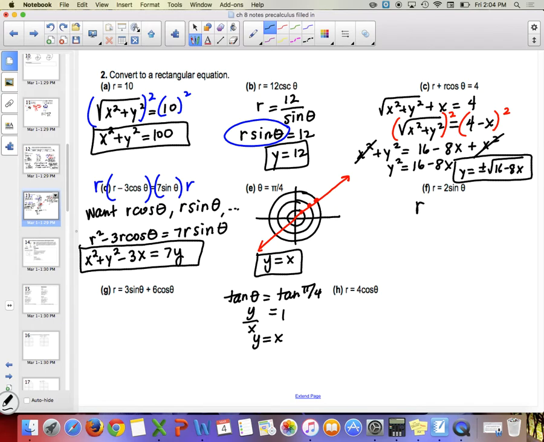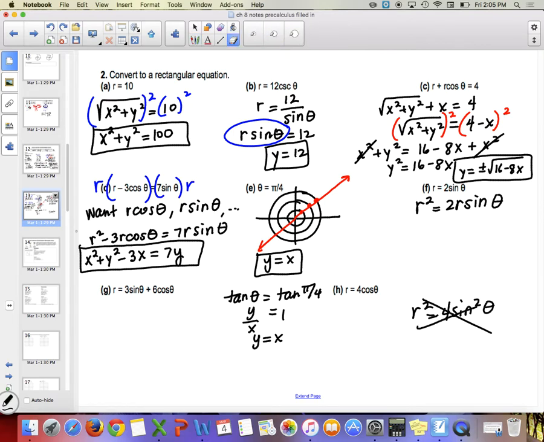So you're going to do r squared equals 2r sine of theta. And the thing that people always think is that they're going to square both sides because they know they want an r squared. You don't square both sides. Do you guys see how that doesn't help you? If you squared both sides, you get r squared equals 4 sine squared theta. That doesn't help us, right? We don't want to do that. Okay, so don't square both sides. Multiply by r.